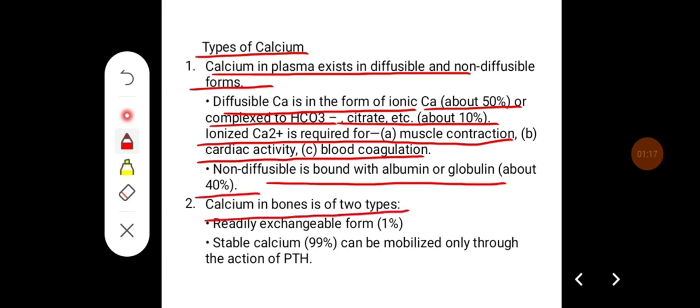Calcium in bone exists in two types. It is readily exchangeable form as 1%, and stable calcium almost 99%, which can be mobilized only through the action of parathormone.